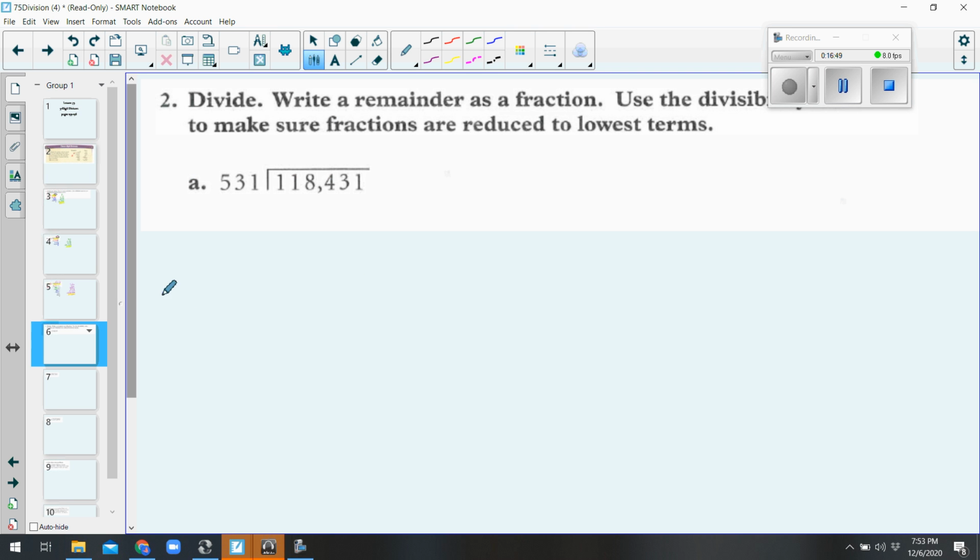Let's look at part 2. Divide, write a remainder as a fraction. Use your divisibility rules to make sure fractions are reduced to lowest terms.